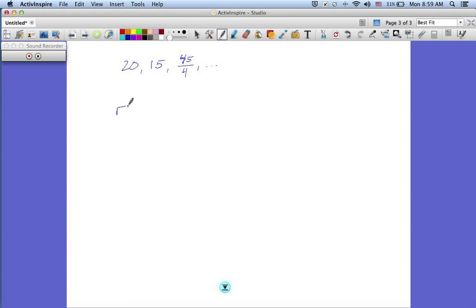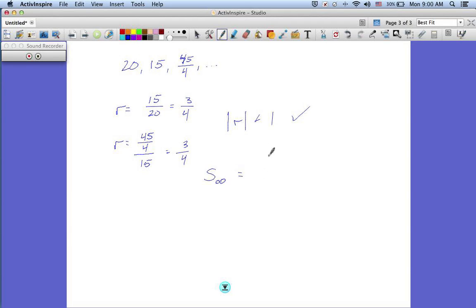So our ratio is 15 over 20, or 3/4. Or remember, we could have done our ratio is 45 over 4 divided by 15, which again is 3/4. So first criteria, absolute value of r is less than 1. Check. So now if I want to find the infinite sum, I just need my first term.